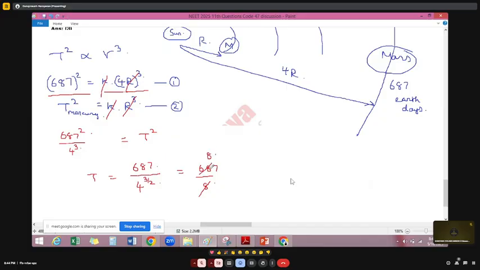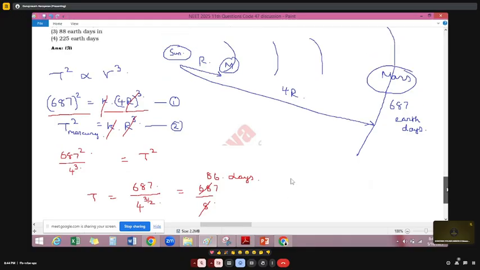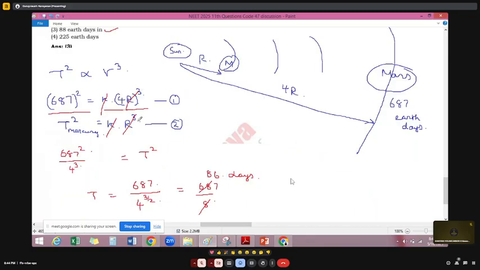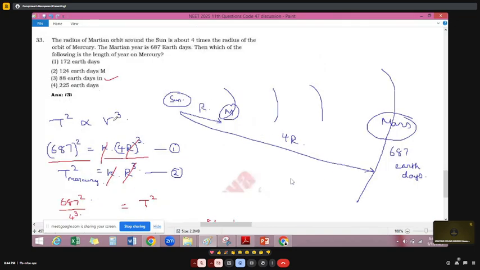So 8 times 64 is 512, and 687 minus 512 leaves 175, so about 86. I am getting something close to 86 days. I am not getting 88 days. So again, as I said, there may be some typo errors here. As long as I'm getting closer, fine. As you can see, as radius increases, time period will also increase. As radius decreases, time period decreases. So instead of 687 Earth days, Mercury goes around the Sun in 88 days itself.